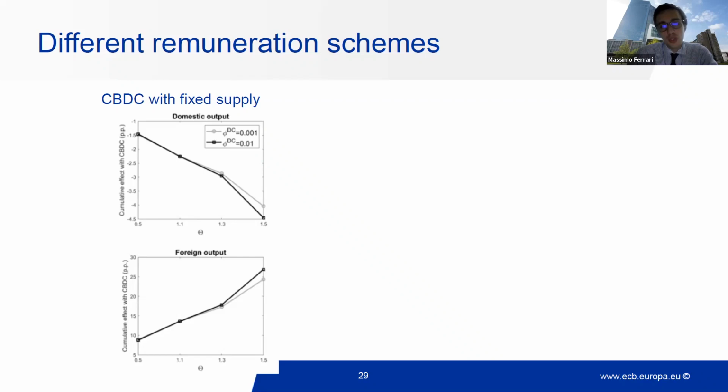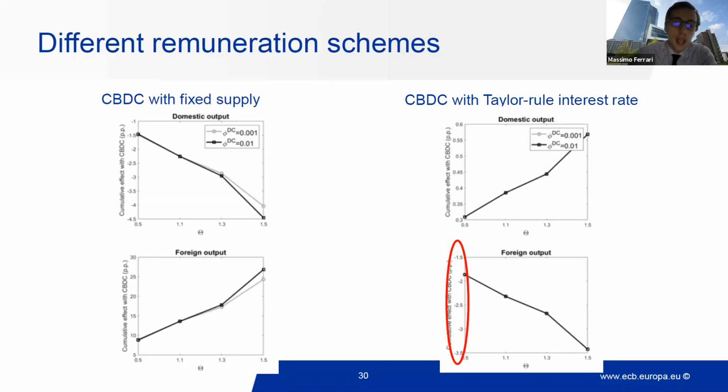Well, in this case, I already bring you to the key conclusion, which is the thing circled in red here. You should be able to see that spillovers are reduced by a factor of 10. Why? Because in this type of calibration of the remuneration of the CBDC, we allow it to be time varying and to respond to the business cycle. Essentially, we set a remuneration rule for the CBDC that mimics a lot the Taylor rule on the policy rate. And when you do so, look what happened.